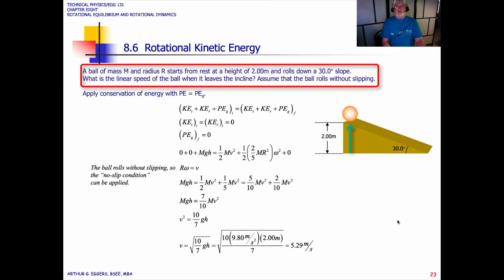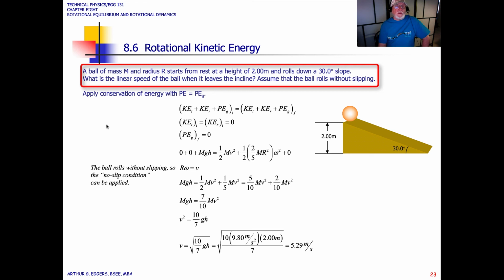So let's try one here. We've got a ball with a mass m and a radius r, and it starts from rest 2 meters above the ground and rolls down a 30-degree slope. What is the linear speed of the ball when it leaves the incline, assuming the ball rolls without slipping? So we're going to say the ball maintains positive traction on this slope, hits the bottom here, attains some maximum velocity, and goes rolling off the screen.